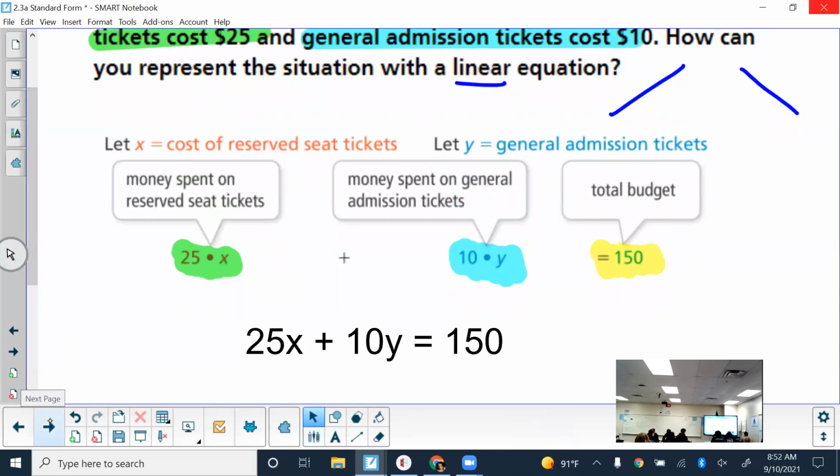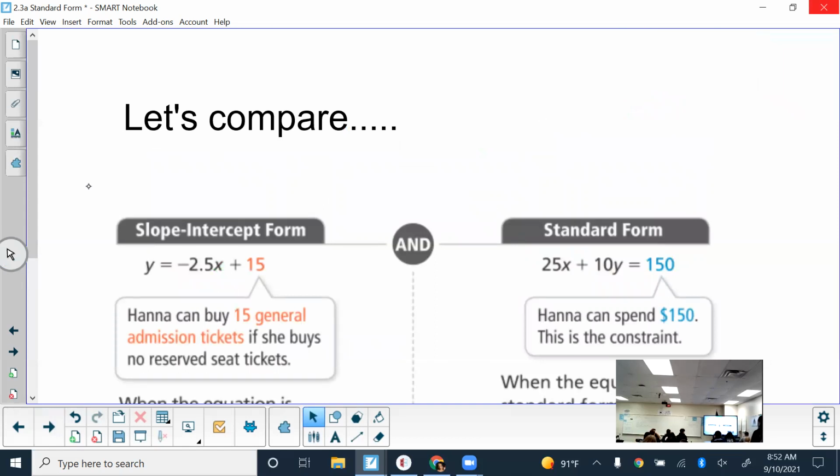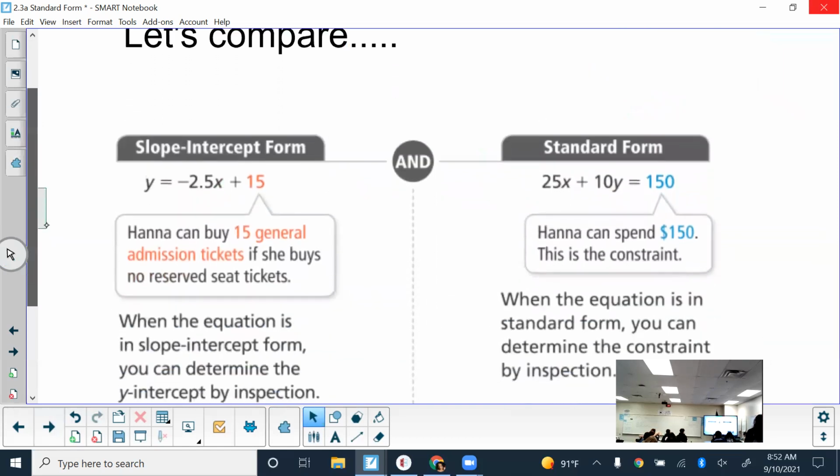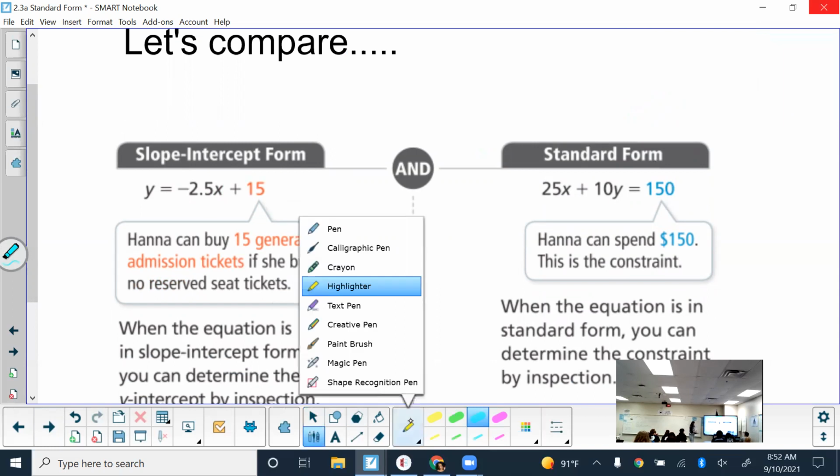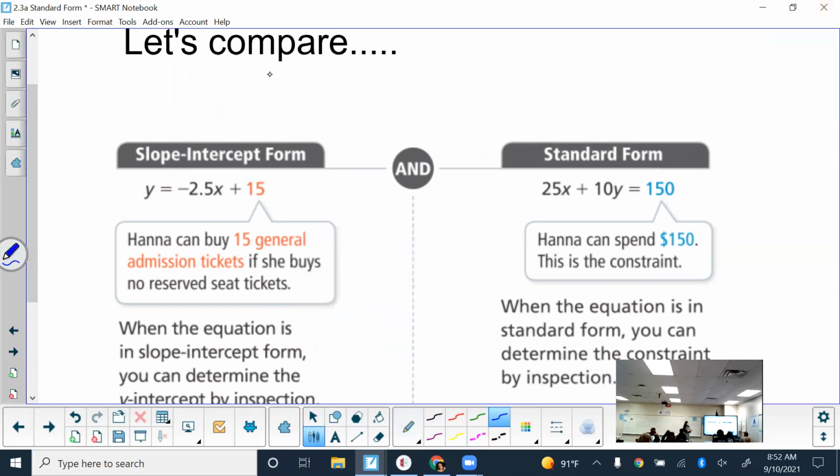So let's look at this compared to slope intercept form. I'm going to go to this next page, which is the bottom of your page, where it says let's compare. So here's my standard form that we created, and here it is written in slope intercept form. Notice in slope intercept form, what is isolated? The y, right? And in standard form, the y is not isolated.